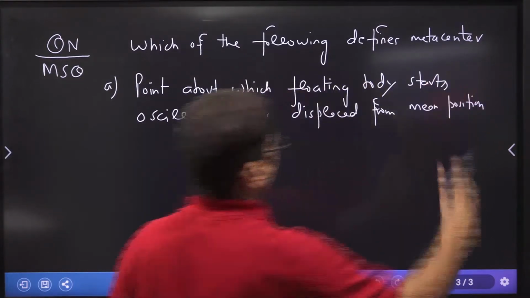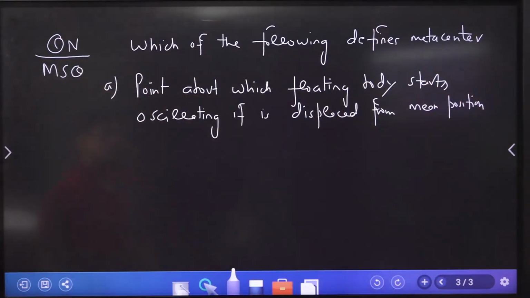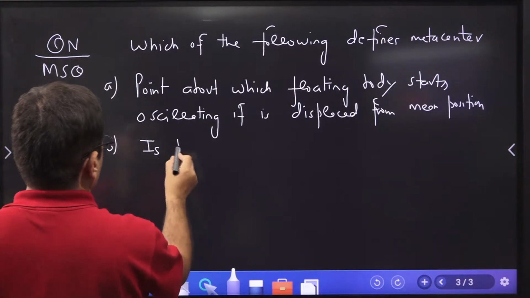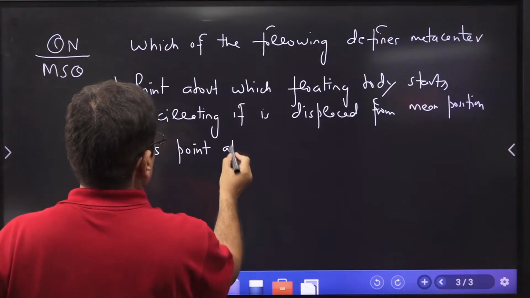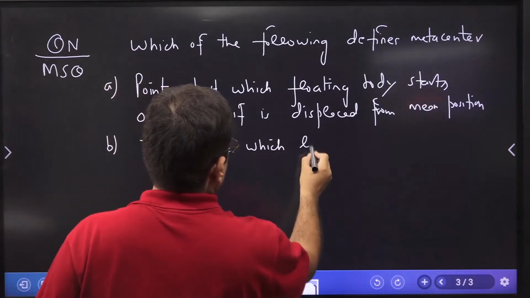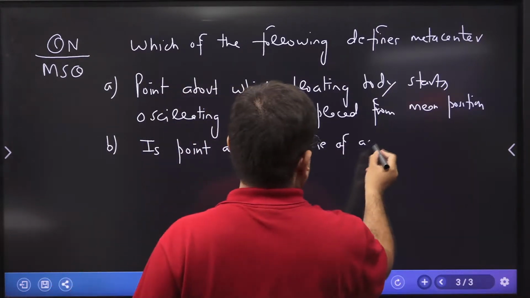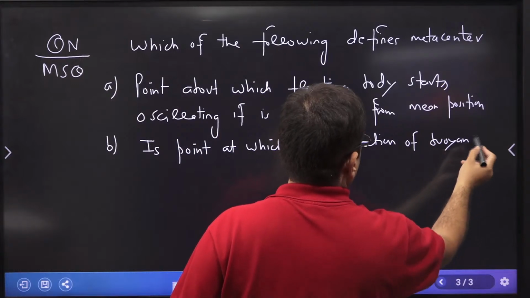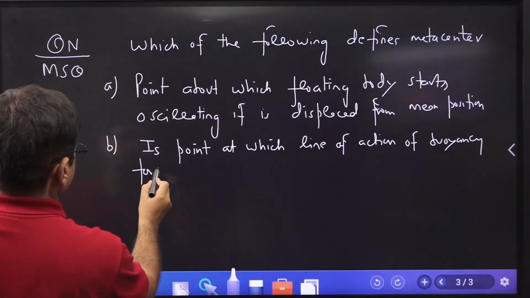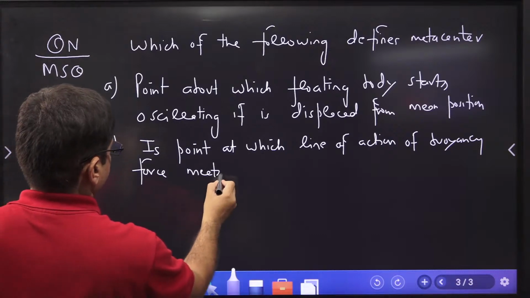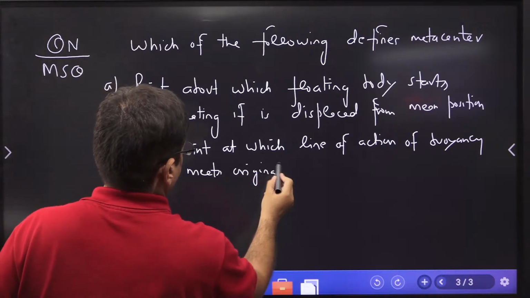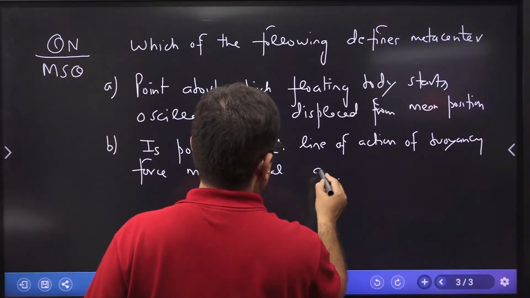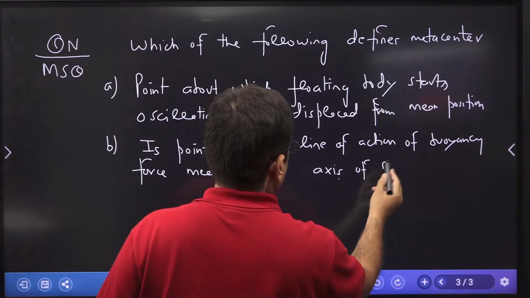That is number one. That is the definition of metacenter. Number two is the point at which the line of action of buoyancy force meets the original line, or let us say axis of symmetry.